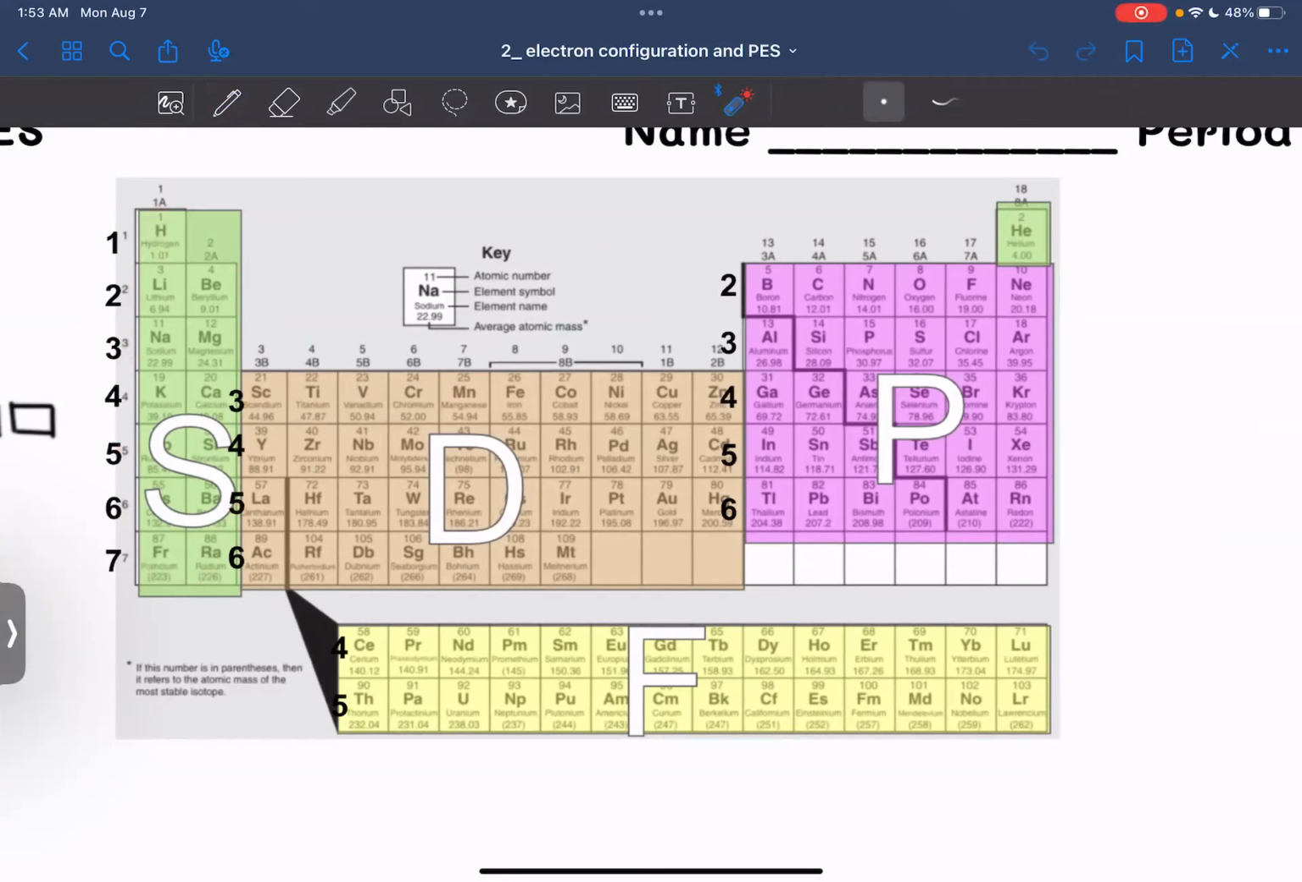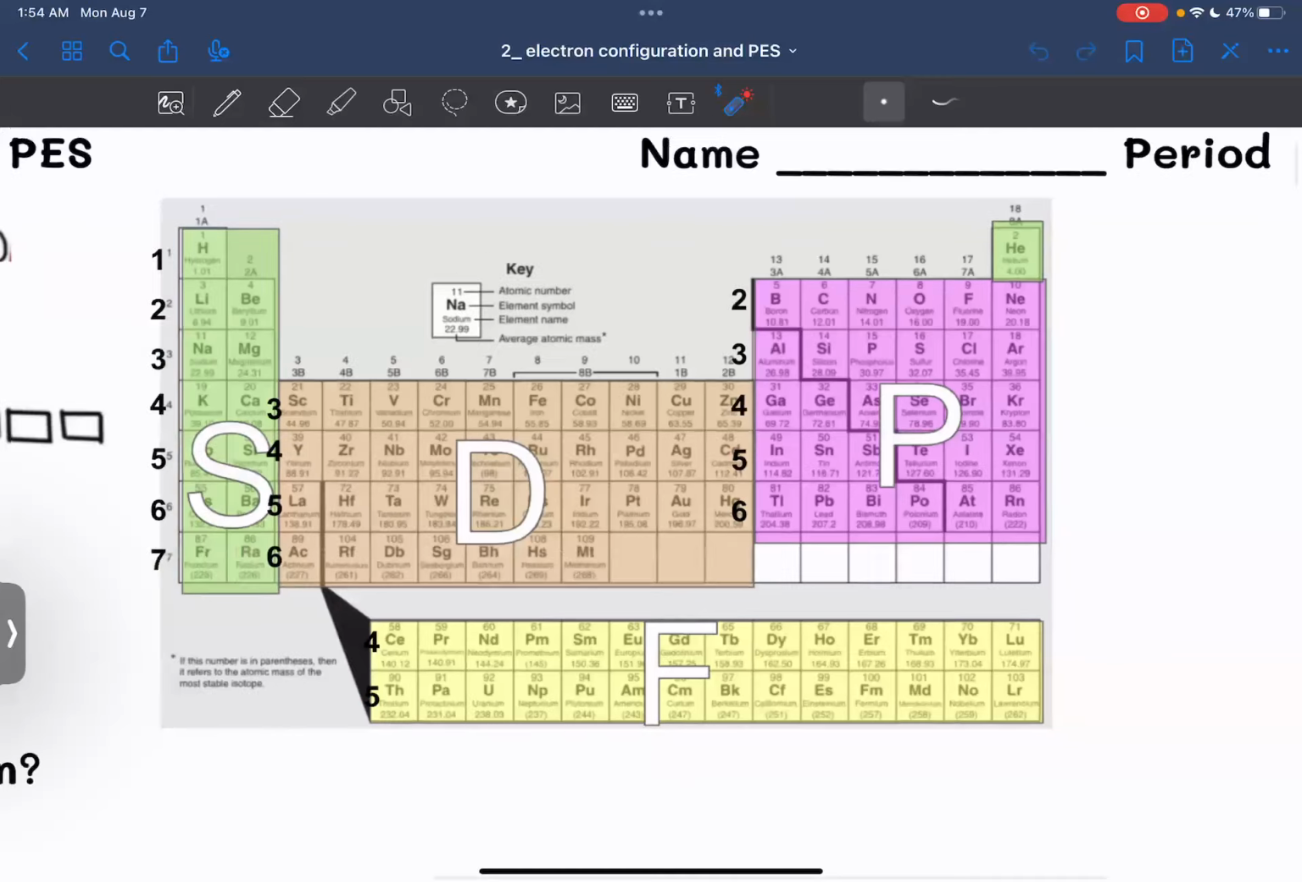Remember S block, P block, D block, and F block. Remember that this doesn't have any element because this element is right over here. S always starts from 1, so you can label 1, 2, 3, 4, 5. P starts from 2, so 2, 3, 4, 5, 6. D starts from 3, and F starts from 4.